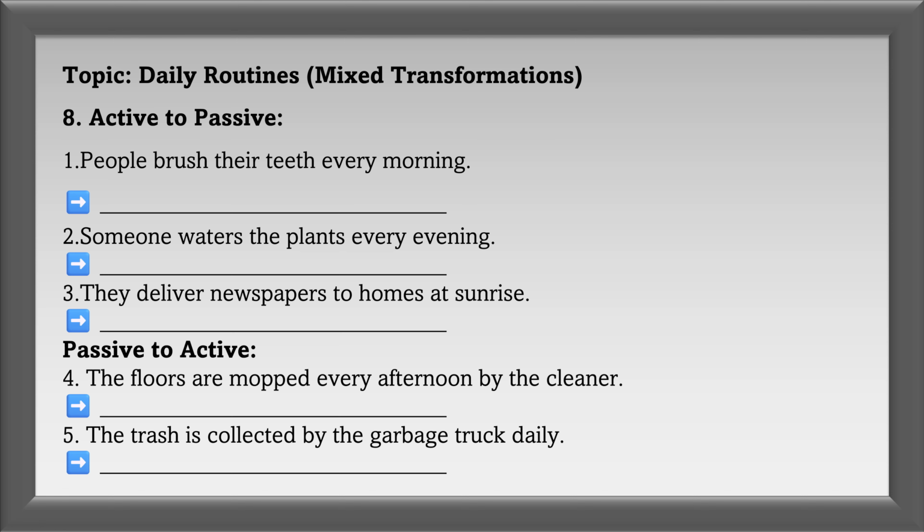2. Someone waters the plants every evening. 3. They deliver newspapers to homes at sunrise. Passive to active. 4. The floors are mopped every afternoon by the cleaner. 5. The trash is collected by the garbage truck daily.